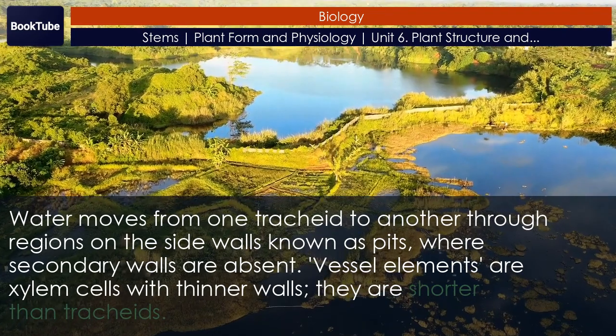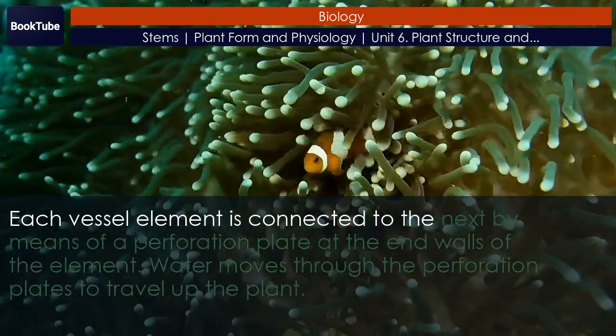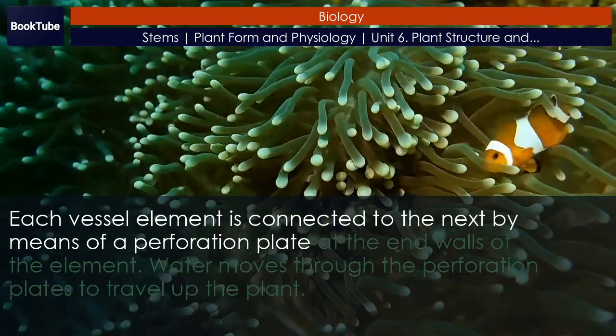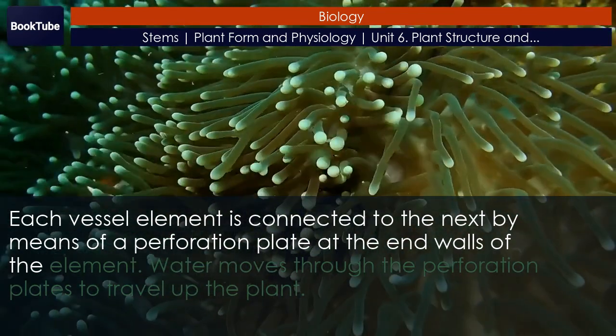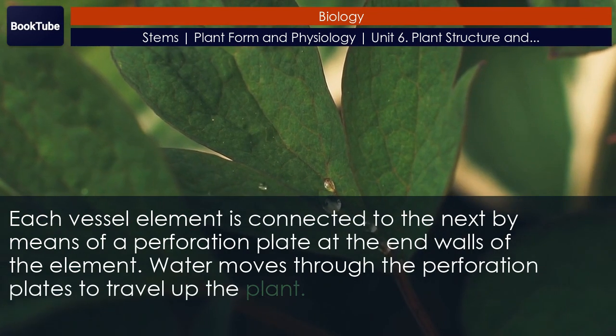They are shorter than tracheids. Each vessel element is connected to the next by means of a perforation plate at the end walls of the element. Water moves through the perforation plates to travel up the plant.